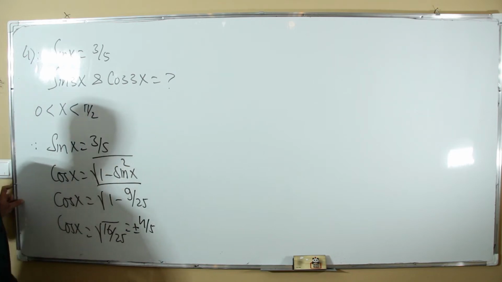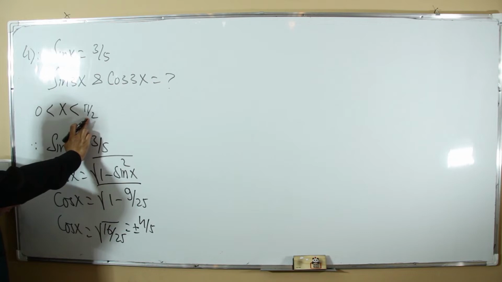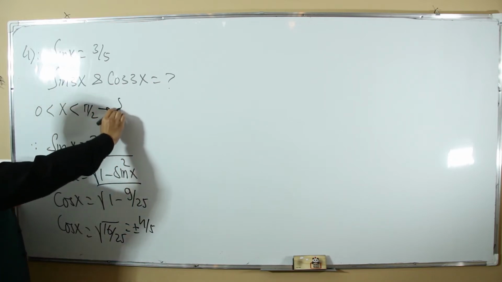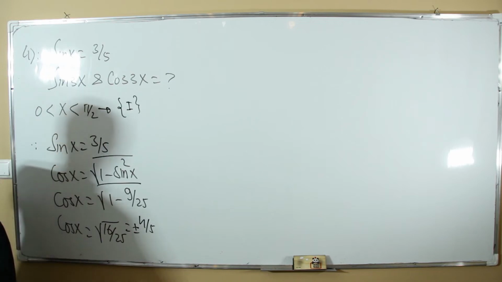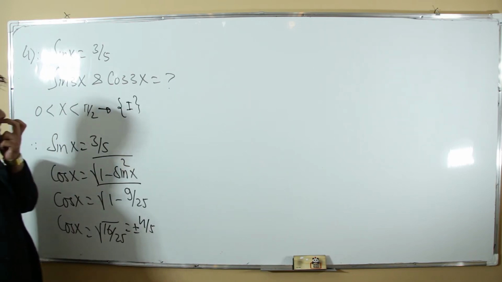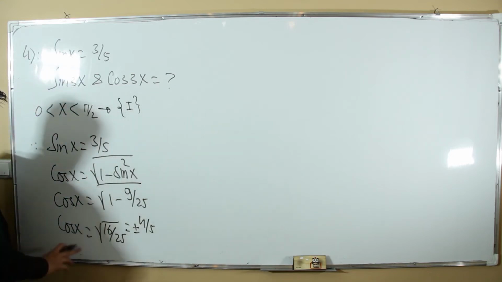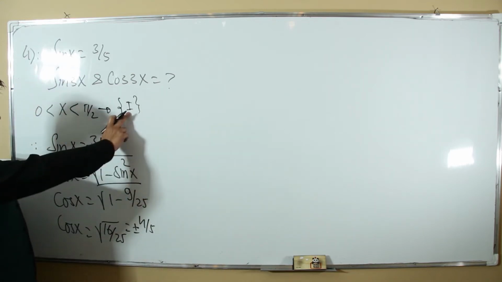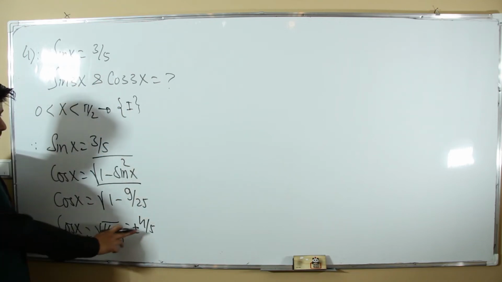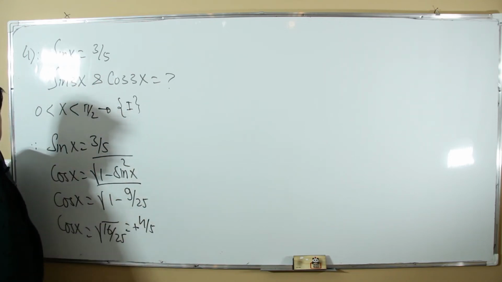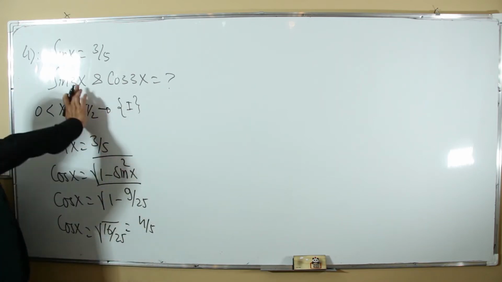Positive or negative? Angle is greater than 0 and smaller than pi by 2. It means first quadrant. I'm sorry, in the previous lecture, I think it was in the second quadrant. Okay, whatever it is. So if sine x is in the first quadrant, cosine x is also in the first quadrant, so this is positive. Positive 4 by 5. Am I right or not? Yes.